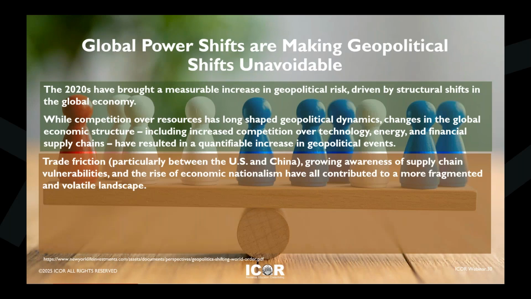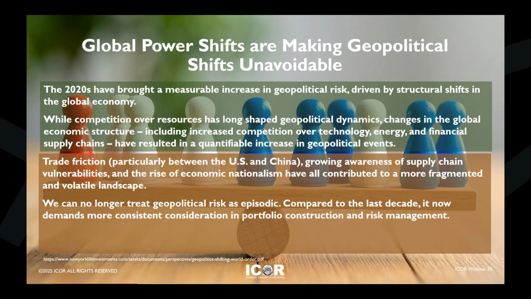Trade friction, back when this was written in May, was really focused on the US and China. It helped increase the growing awareness of supply chain vulnerabilities and the rise of economic nationalism. I never thought I would say those words together, but it has also contributed to that fragmented landscape. So what we need to start seeing, and this is why I'm saying it, is that this needs to be a part of everyone's planning for the future.